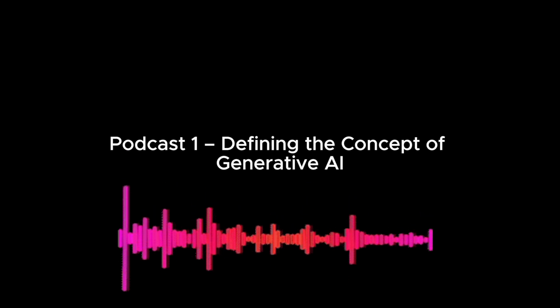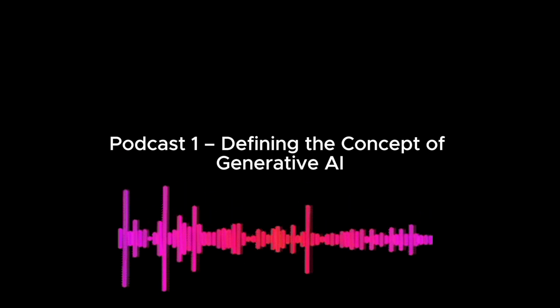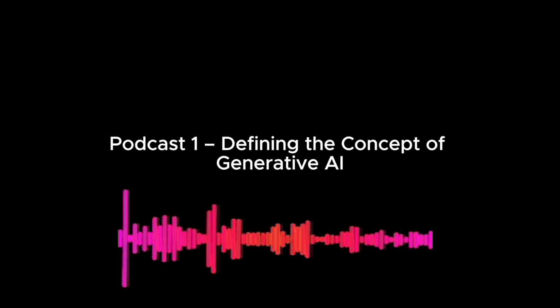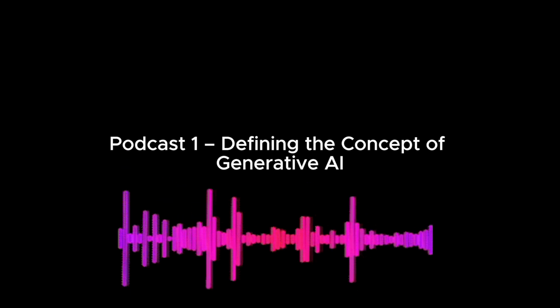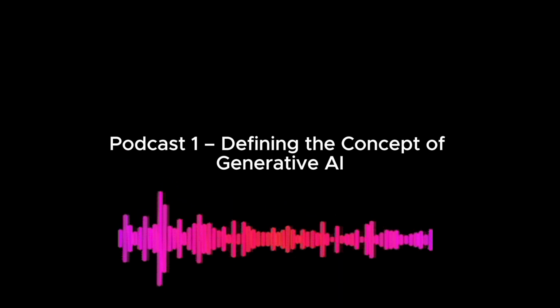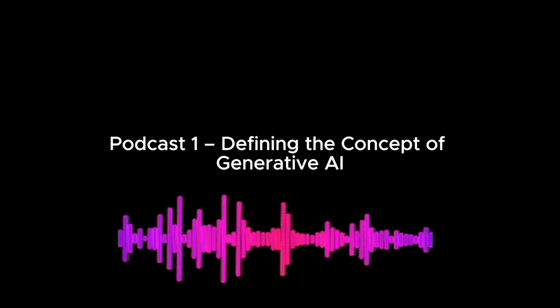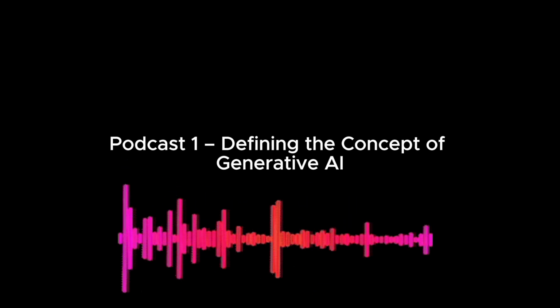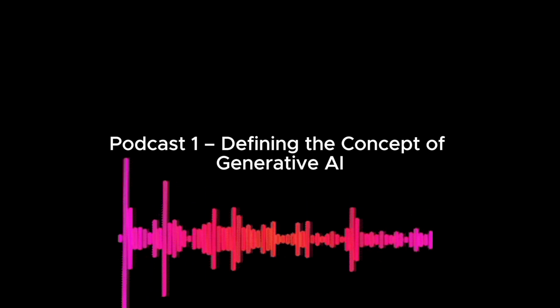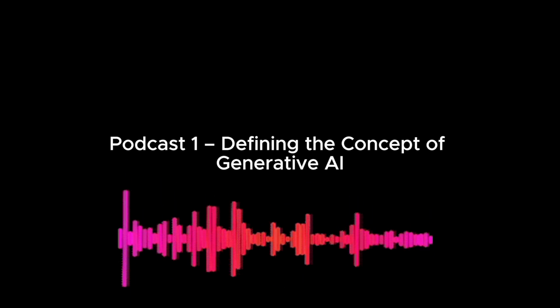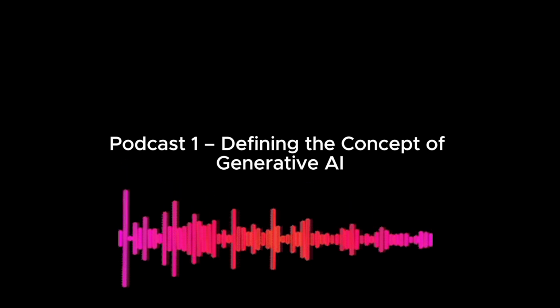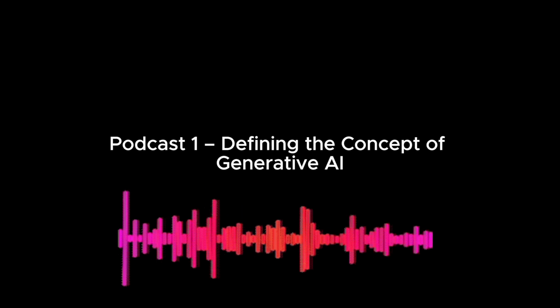So we talk about AI a lot, artificial intelligence. What exactly are we talking about when we talk about AI? Well, at a really basic level, we're talking about teaching computers to do things that usually require human intelligence, like problem solving or decision making, things like that. But generative AI is kind of a step beyond that.